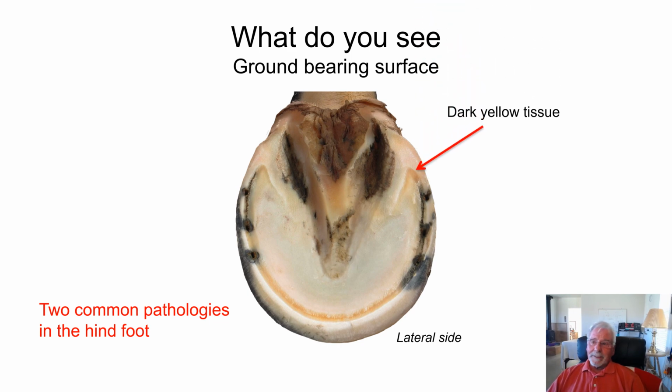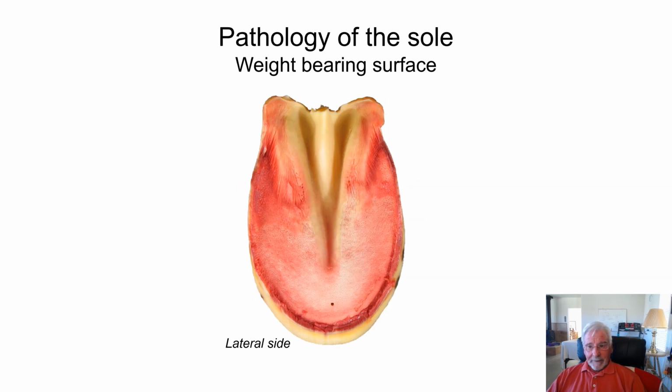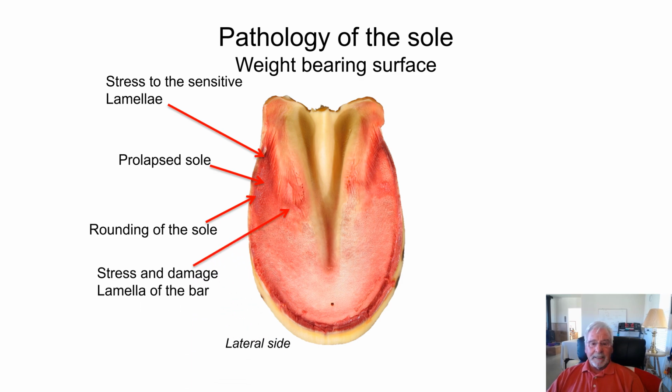So here's our little homework assignment now. Picture this as a quiz. We notice dark yellow tissue in the seat of corn area. We see separation to the tissue in the white line. We have a sole rounding around bone and flattening in the midsection. And then we can look at the top of the sole. Here we have the stress that can be caused. Here we can see prolapsed sole and the damage that can be caused. There's our damage from our sole rounding. Of course, our stress to the damage to the lamella of the bar. And all flat right through the midsection.